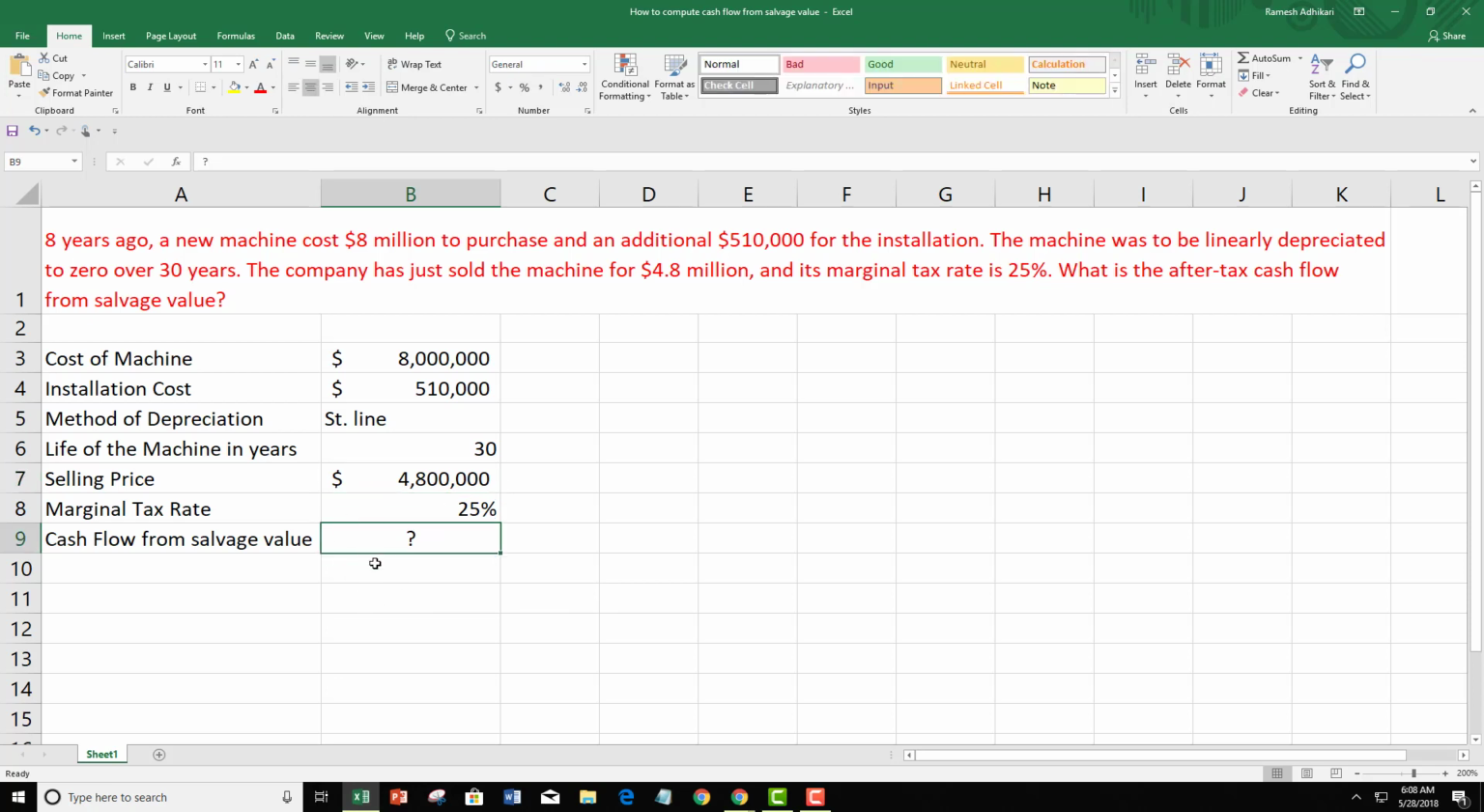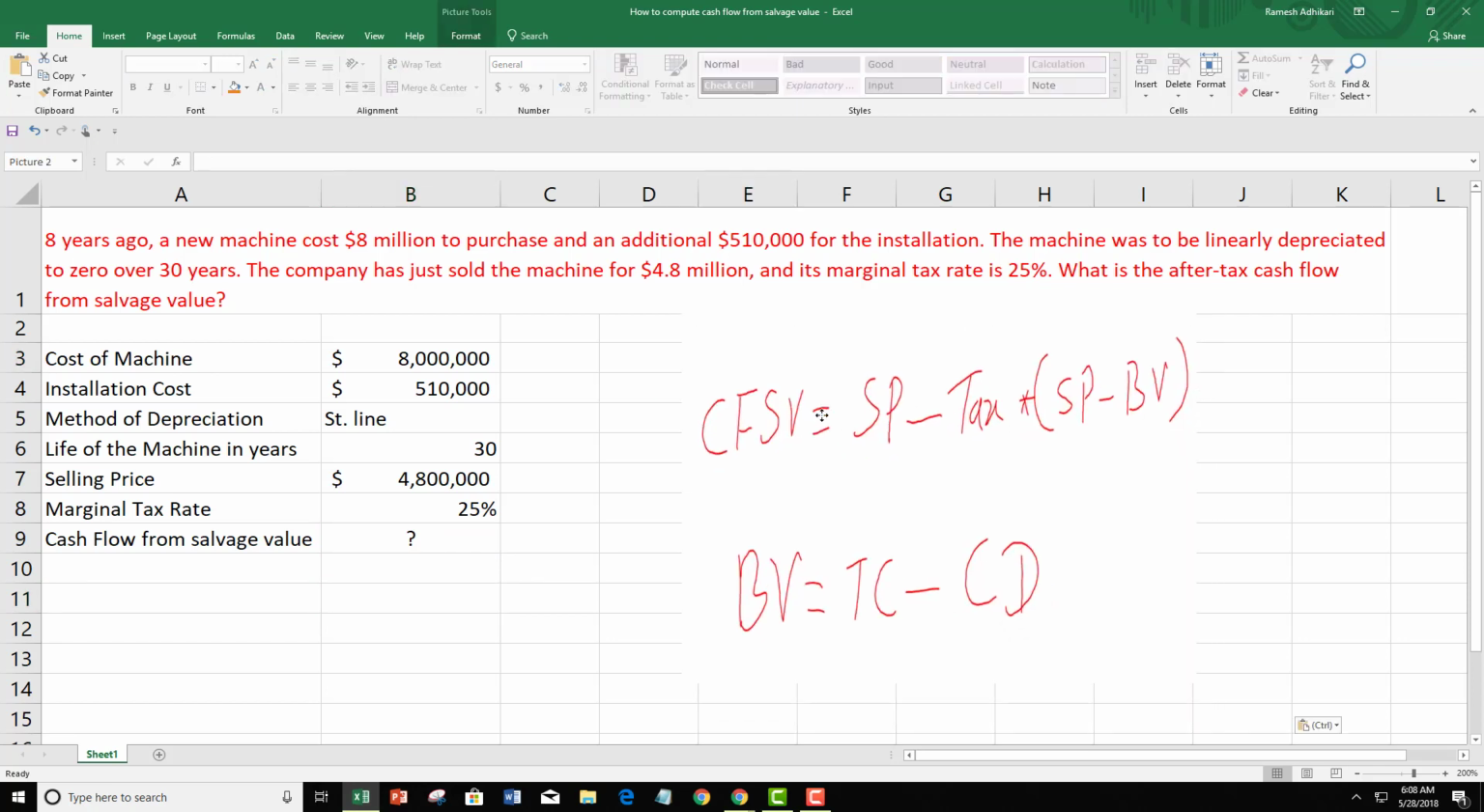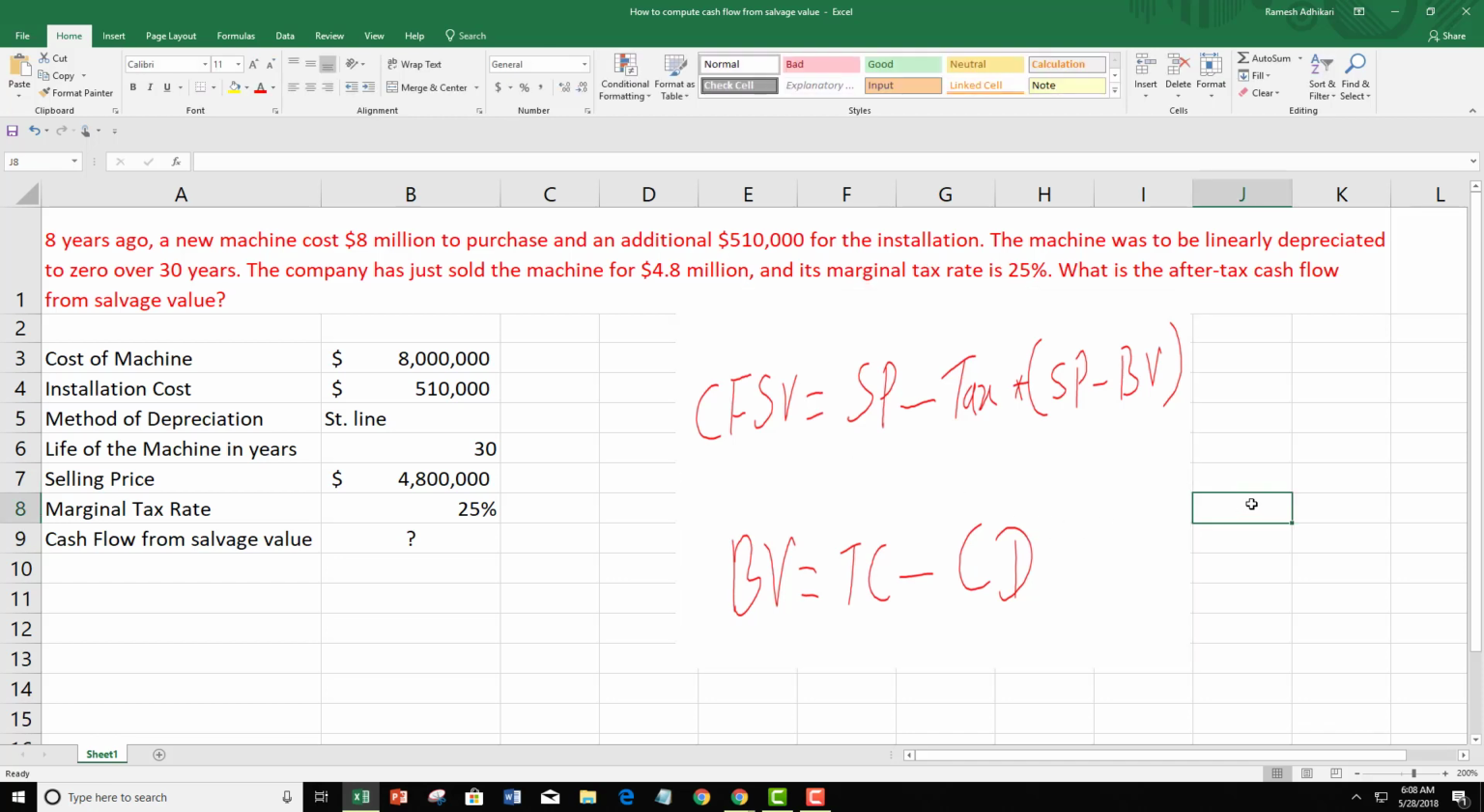So in order to know cash flow from salvage value, we must know how we compute cash flow from salvage value. And here's a formula that you can also find in my slide or in the textbook. This is how you compute the cash flow from salvage value. The cash flow from salvage value is always equal to selling price minus the tax rate times the selling price minus the book value. We have most of the information here, like selling price and tax rate, but book value is not given. Therefore, we need to compute the book value.